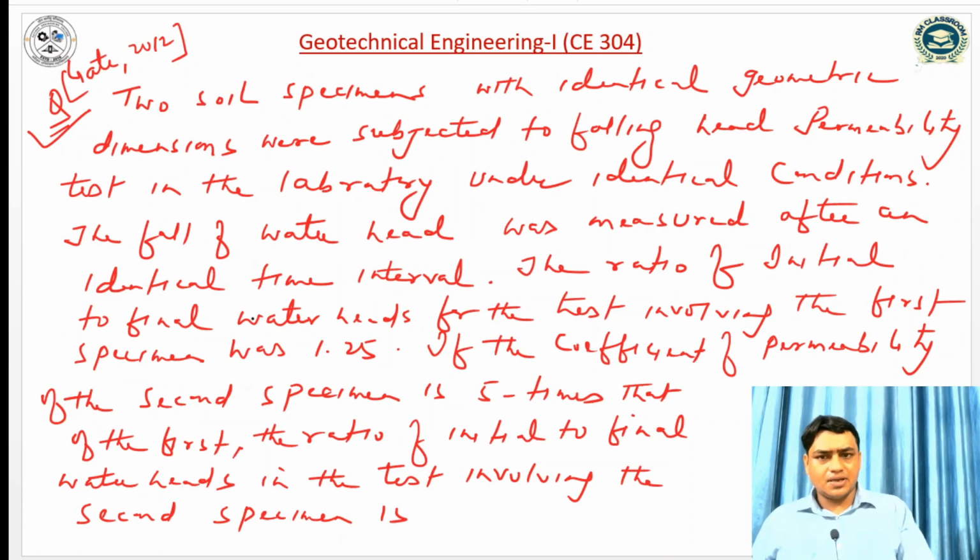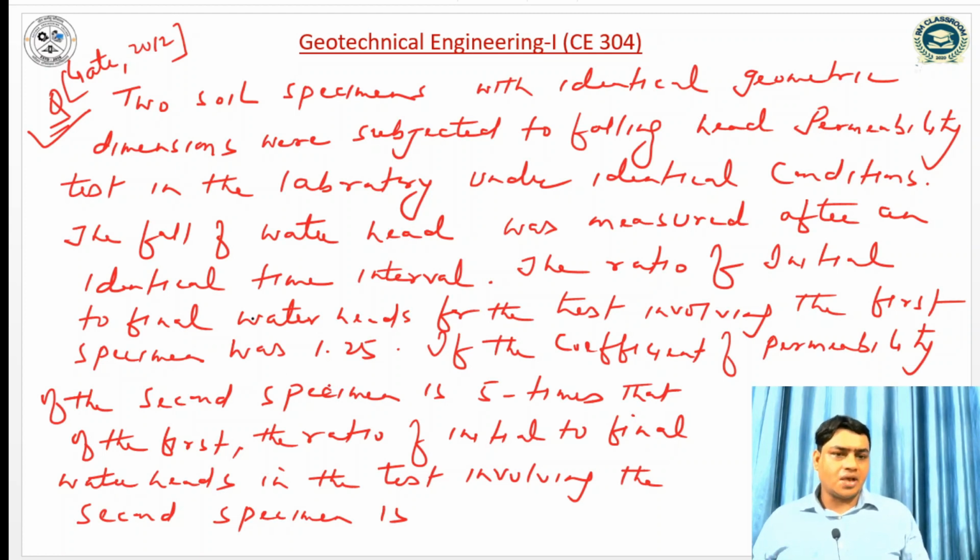Similarly, another question I have taken, and this question was asked in GATE 2012. Two soil specimens with identical geometric dimensions were subjected to falling head permeability test in the laboratory under identical conditions. The fall of water head was measured after an identical time interval, and the ratio of initial to final water heads for the test involving the first specimen was 1.25.